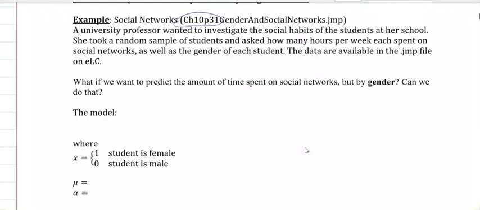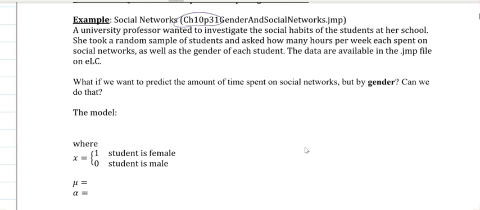So to finish Chapter 10, we're going to use data from the book, which is Chapter 10, Problem 31, the Gender and Social Networks.jump dataset. A university professor wanted to investigate the social habits of students at her school. She took a random sample of students and asked how many hours per week each spent on social networks, as well as the gender of each student.